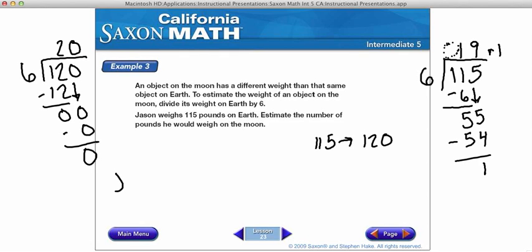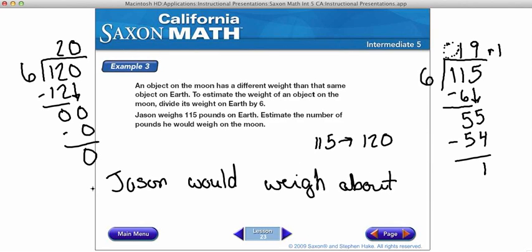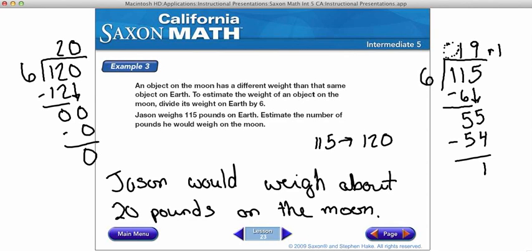So Jason would weigh about 20 pounds on the moon. Okay? All right. I would prefer, if you get an estimation, that you do actually estimate the problem. This should actually be your check. 19 remainder 1 is close to 20, so this actually is your estimation problem right there.